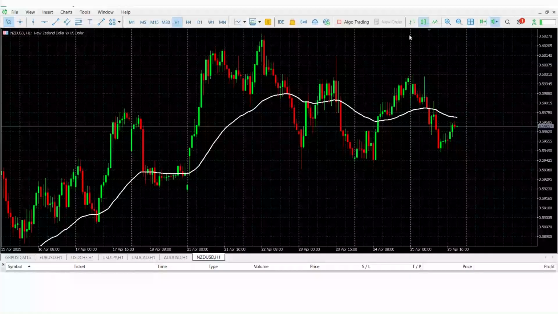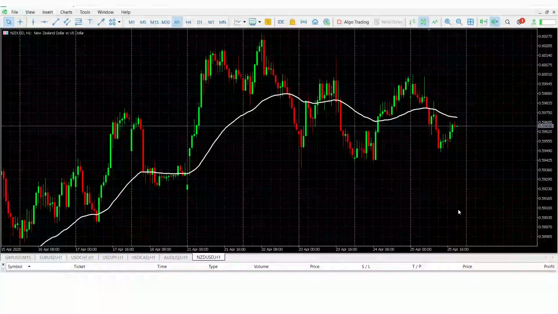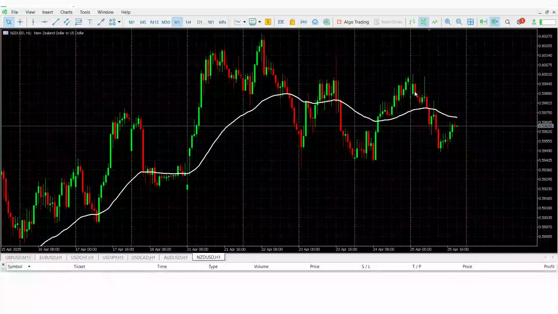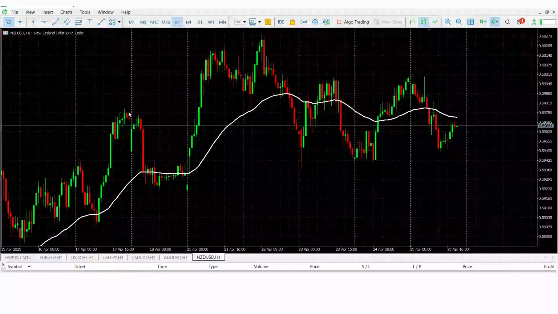Now, if you look at this line, this is what we call the separator. This is the line that separates the day, right? This is 1 day, this is 1 day, and so on.